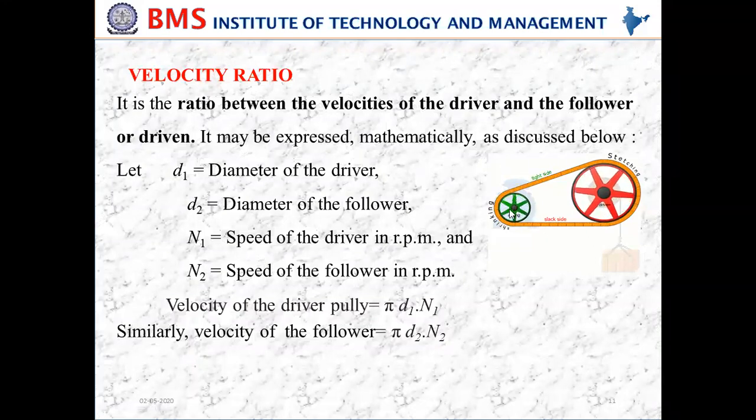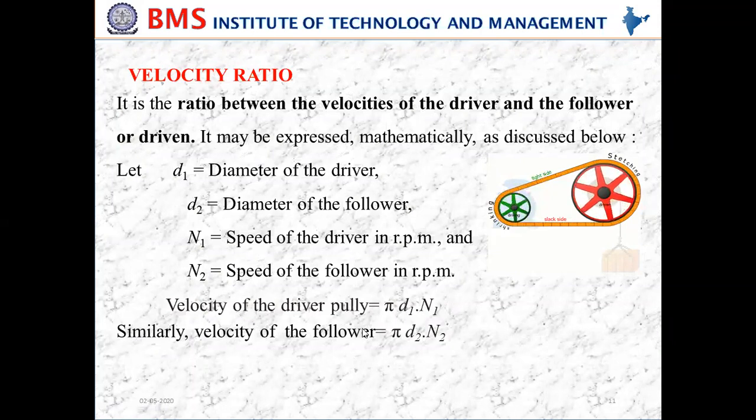As I told you, in belt drives the driver pulley and the driven pulley both run at the same surface speed. D1 is the diameter of the driver, D2 is the diameter of the follower, N1 is the speed of the driver in RPM, and N2 is the speed of the follower in RPM. The velocity of the driver pulley is V equal to R omega, where omega is equal to 2 pi N by 60. So 2R is taken as D, and pi D1 into N1 becomes the velocity of the driver pulley.